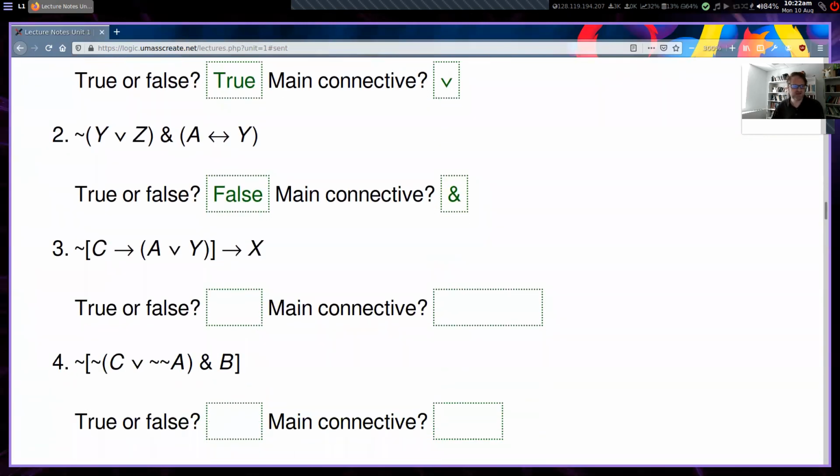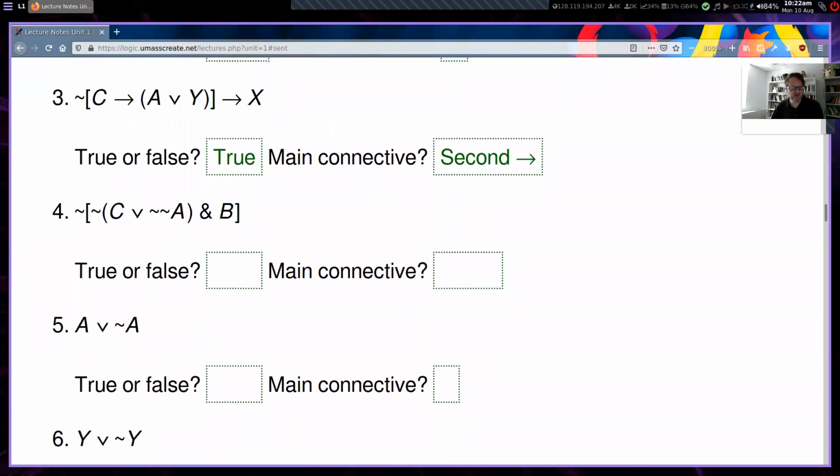All right, let's do this next one. We have to do what's inside the two parentheses before we do what's inside the brackets here. So A or Y, true or false is true. True arrow true is true. Then we do the negation. That makes it false. False arrow false is true. The main connective, the last thing we did, was the second arrow, the arrow that comes after the brackets. That's the last thing we did.